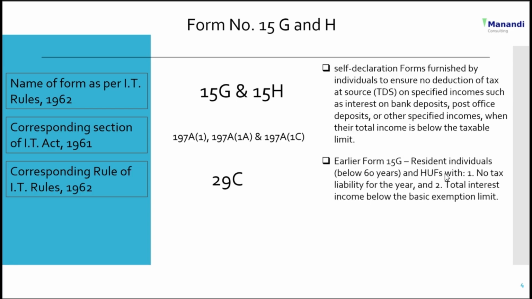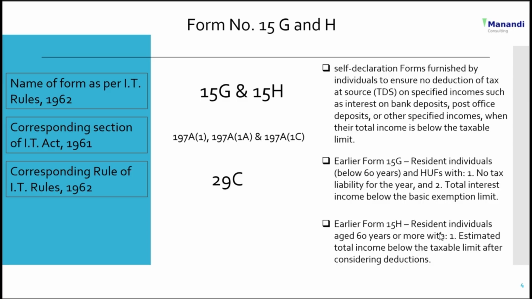So form 15G is for resident individuals below the age of 60 years and HUF with no tax liability for the year, and total interest income below the basic exemption limit. So that is the criteria. And 15H is for individuals aged 60 years or more with estimated total income below the taxable limit after considering deductions.